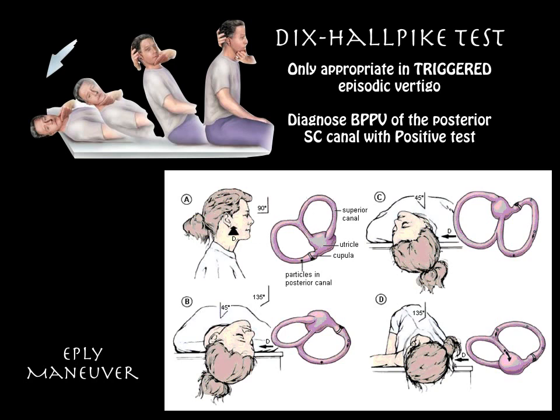You treat them using the Epley maneuver, which begins with the Dix-Hallpike test. You lay them back, then you rotate their head to the other side 45 degrees, and then you roll them up on their side. Okay, you can look at the picture to get an idea how to do this. This really needs to be demonstrated.